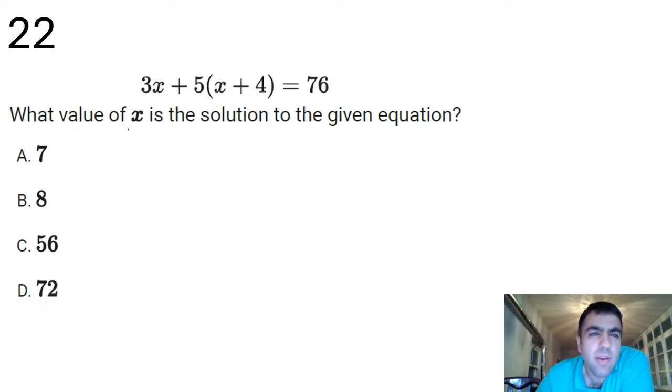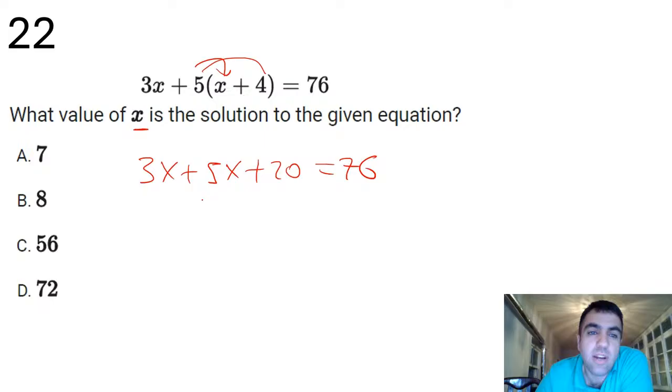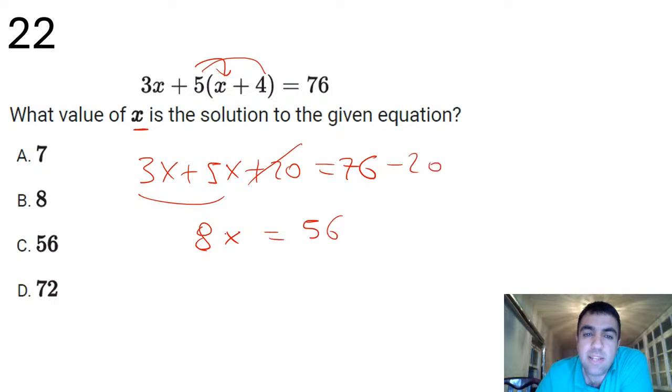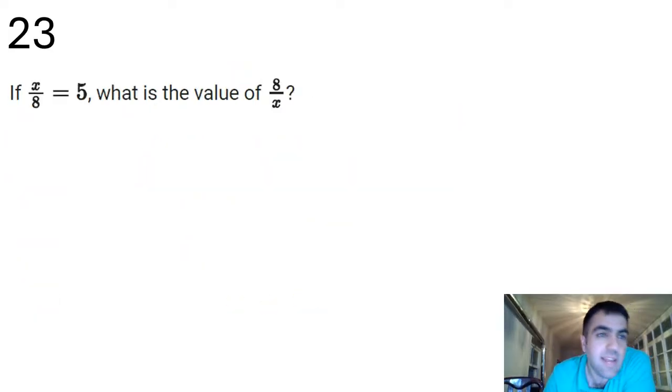22. Let's solve. What value of x is the solution to the given equation? We write 3x plus 5x plus 5 times 4 is equal to 20 is equal to 76, right? This gets 8x is equal to 56, and we can divide both sides of the equation by 8. X is equal to 7. The correct answer was 8. 23rd question. What's the value of 8 over x?